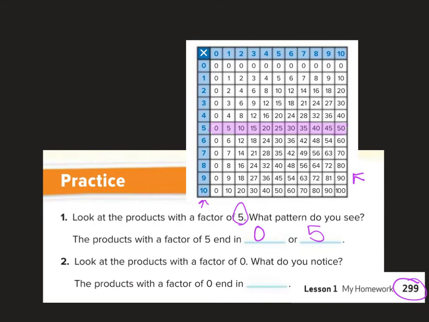Look at the products with a factor of 0. Oh my. All the products with a factor of 0. What is anything times 0, guys? 0. The products with a factor of 0 end in 0. They're all 0. They don't end in anything. They're just 0, right? So there's another pattern. We're looking at all these patterns here.